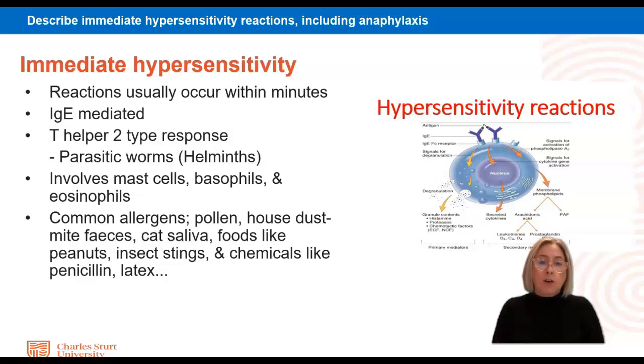Now, common allergens include pollen, house dust mite feces, cat saliva, foods like peanuts, insect stings, and chemicals like penicillin and latex. So one of the theories is that you're less likely to have an allergic reaction if you're infected with a parasitic worm. Now, in developed countries, we're not getting parasitic worm infections as much as we used to, still more common in developing countries. Remember that the eosinophil is a white blood cell that's really important in fighting parasitic worm infections.